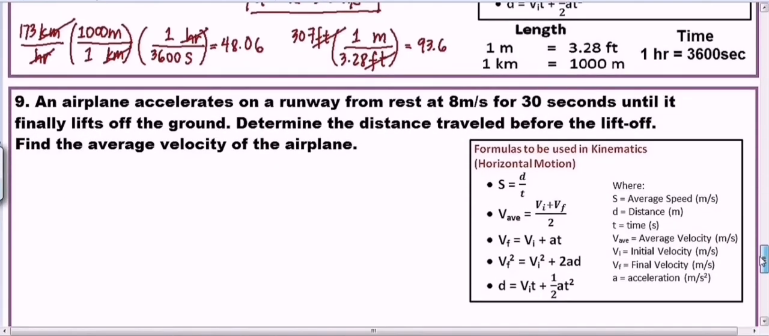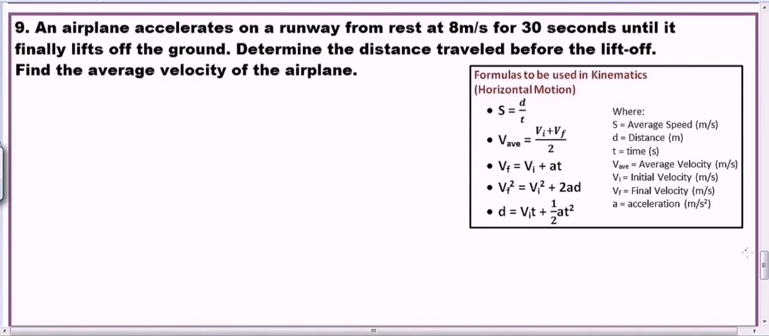Okay, let's have the 9th example. An airplane accelerates on a runway from rest. So dun pa lang from rest, meron ka nang VI, which is 0, at 8 meter per second. So this one is final, 8 meter per second for 30 seconds. So ang time is 30, until it finally lifts off the ground. Determine the distance traveled before the liftoff. So ang hinahanap ay distance and then average velocity.